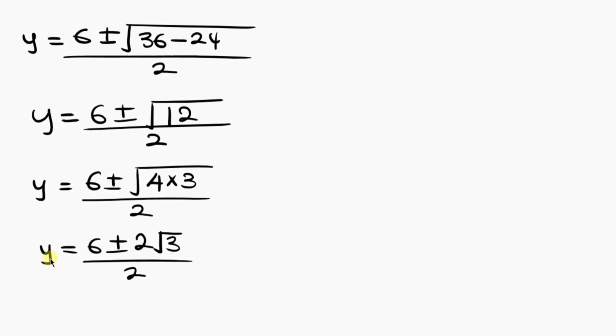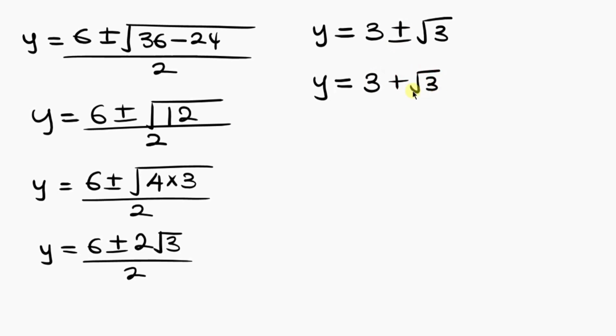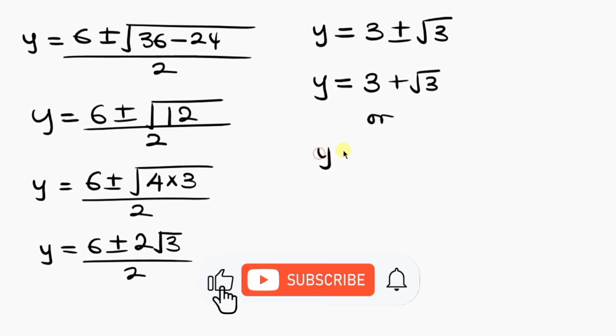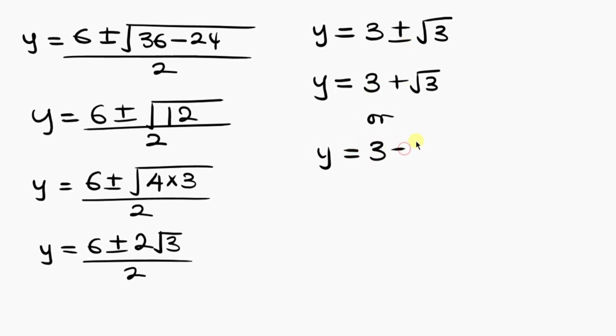So now watch carefully. y is going to be equal to 6 divided by 2, which gives you 3, plus or minus. Now, 2 divided by 2 gives you 1, so remaining root 3. So I've got two values for y. That means y is equal to 3 plus root 3. Are you seeing that? Very good. Or y is equal to 3 minus root 3. Are you seeing that? Good.